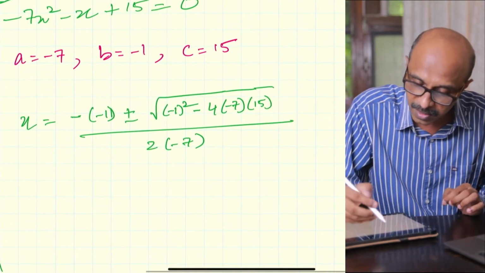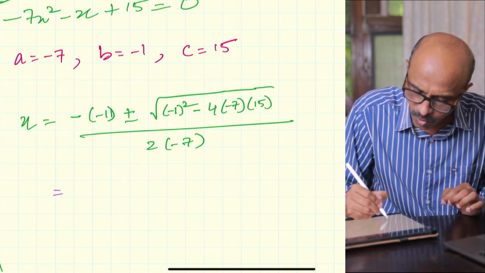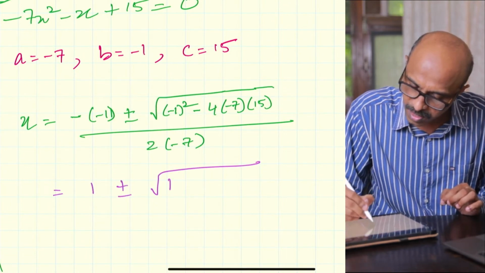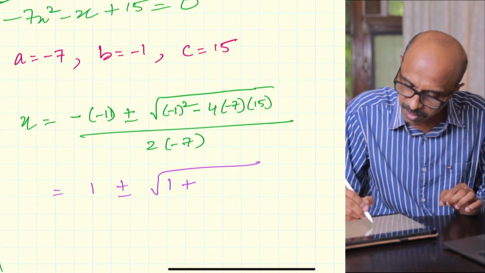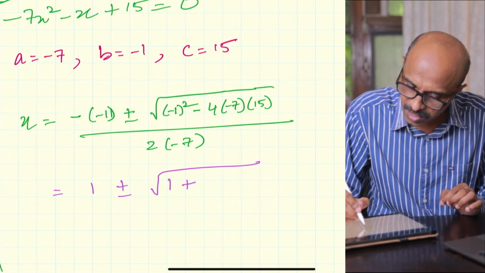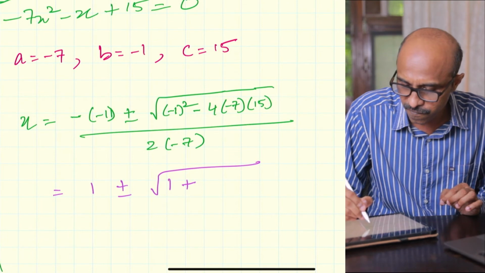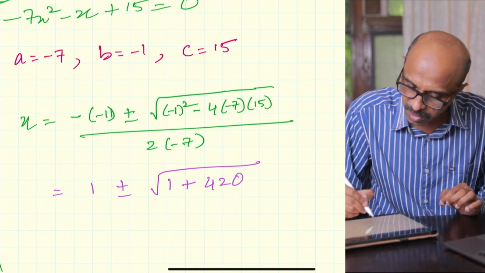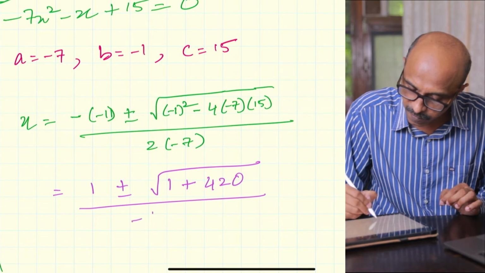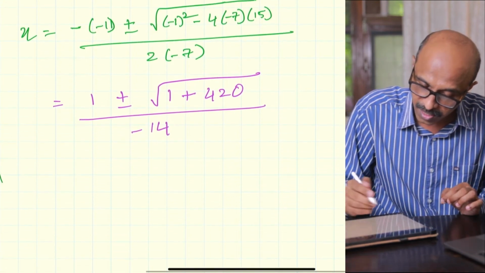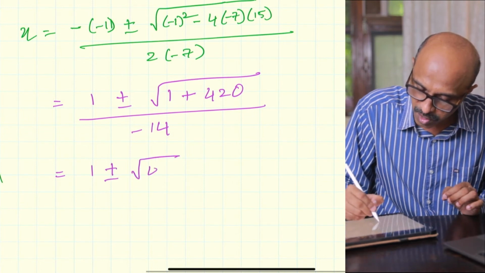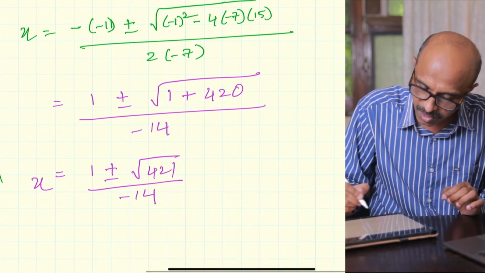Then we can simplify this as 1 plus or minus the square root of 1 plus 4 times 7 times 15, which is 420, the whole thing divided by negative 14. That further simplifies as 1 plus or minus the square root of 421 over negative 14. Those are the values of x.